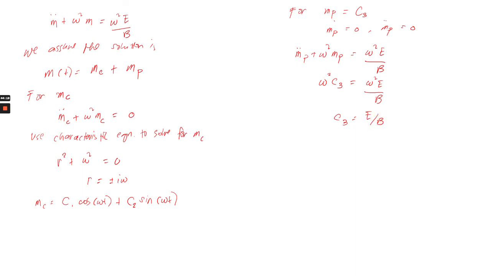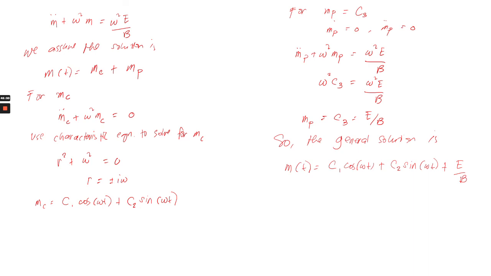This is the solution for M_p, right? So the general solution is M_c plus M_p. M_c is c1 cosine omega t plus c2 sine omega t, plus E over B. Okay, so that's E over B.